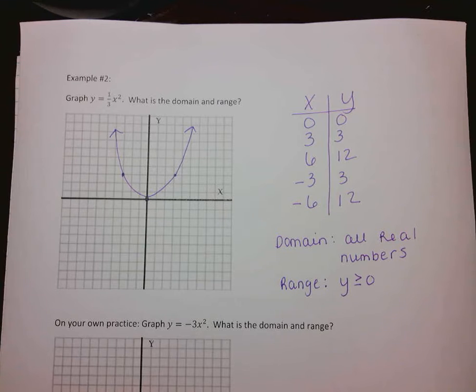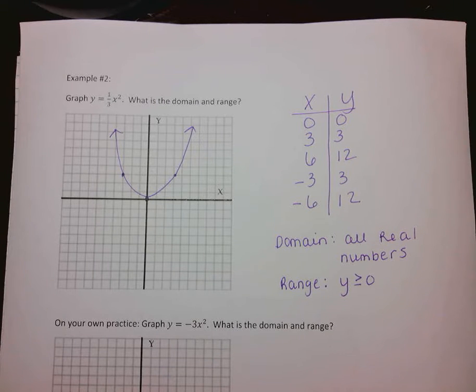Example number 2. Graph y equals 1/3 x squared. What is the domain and what is the range? So right now, this is how I want you to do this. Come up with some values for x, plug them into the equation, and determine the corresponding value for y. Always pick 0, and then come up with 2 positive values for x and 2 negative. And pick numbers that are mathematically easy to work with.